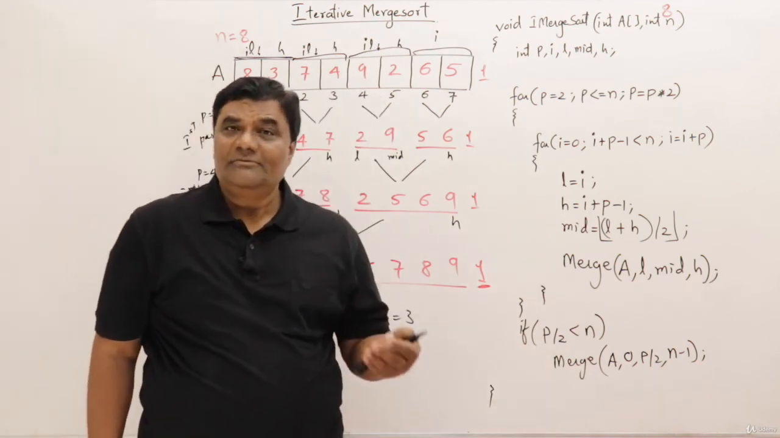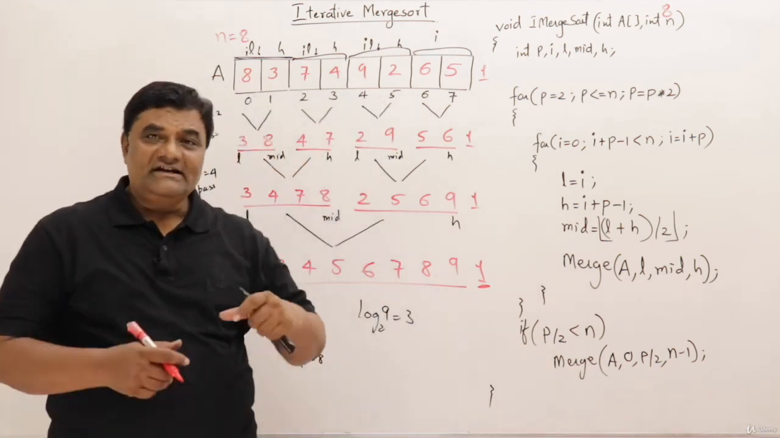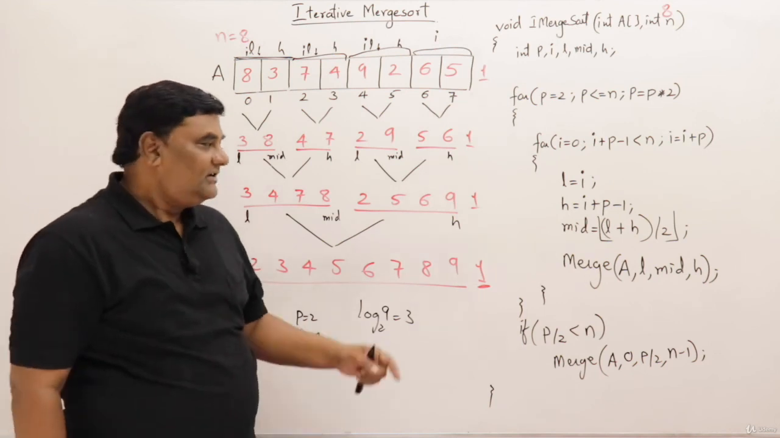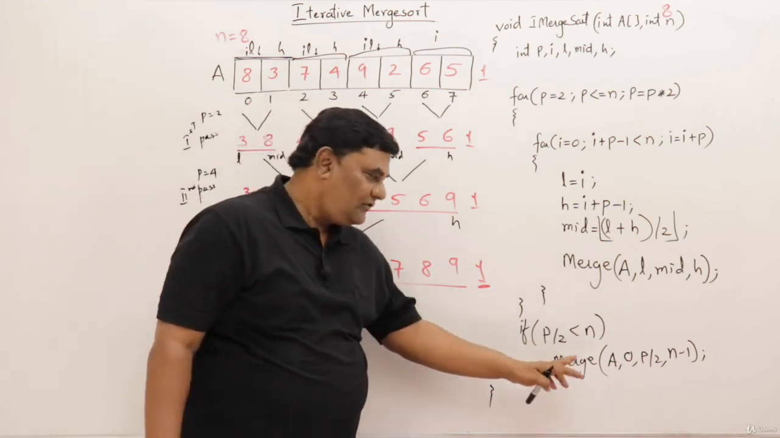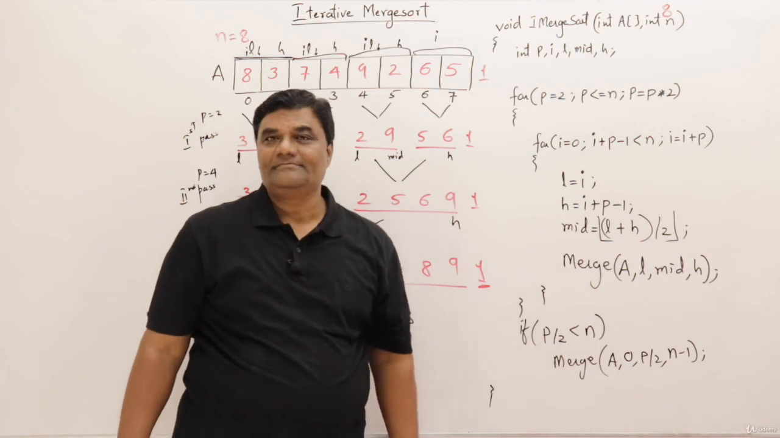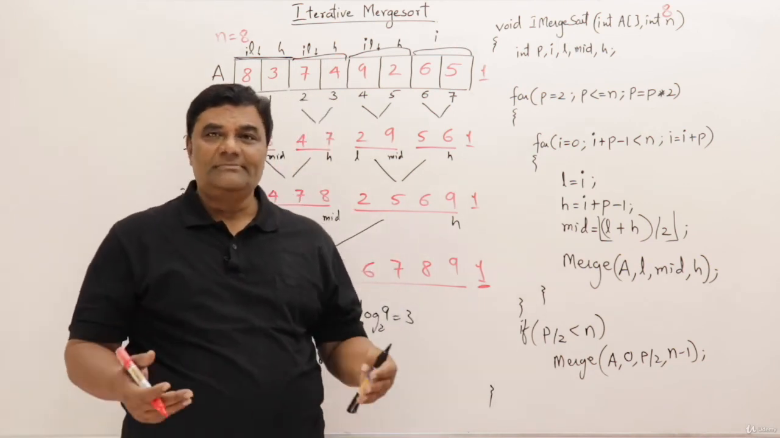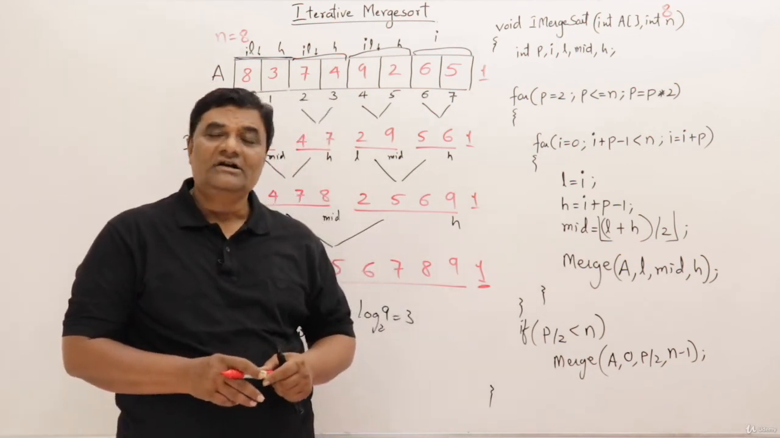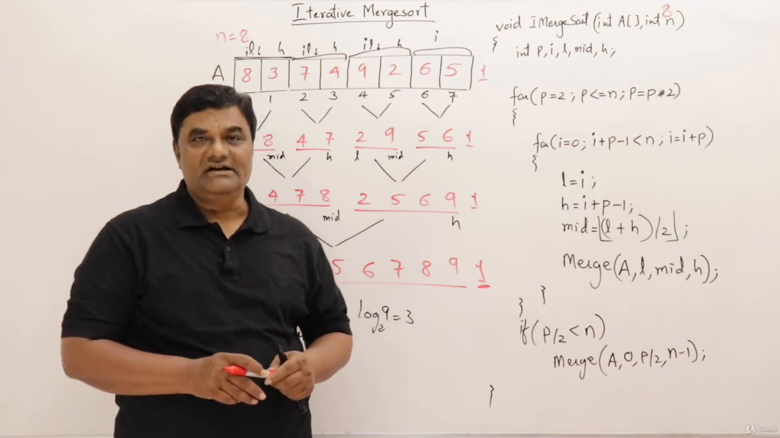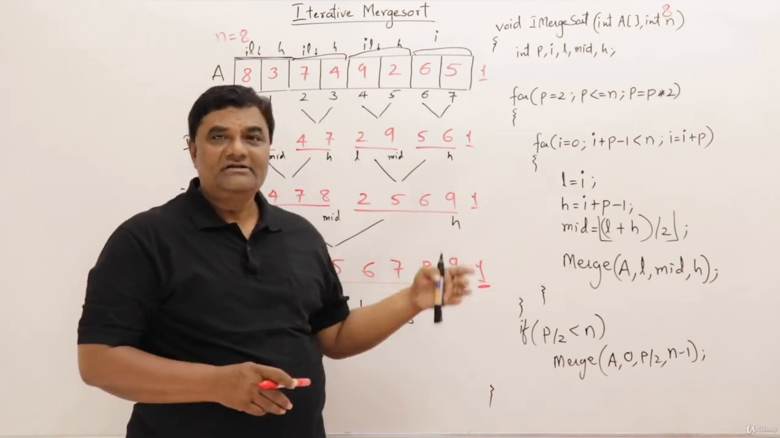So when you have an odd number of elements in a list, or the list size is not in powers of 2, then some elements will be left over. So for merging them, this function is there. So that's all about the iterative version of merge sort, which takes n log n time. I will write the program and run it and show you.